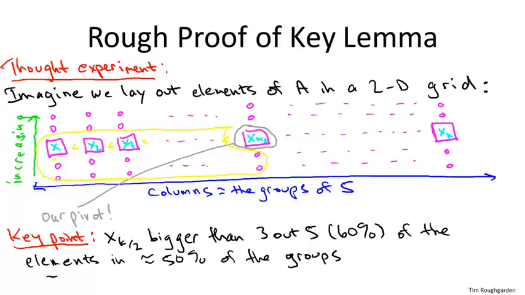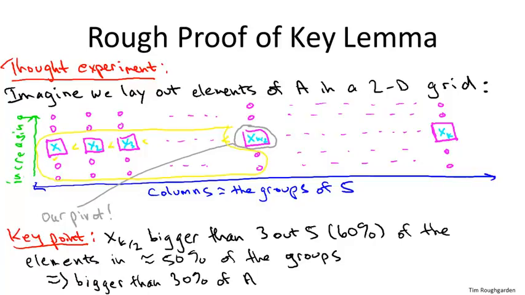And that's a good chunk of the grid, right? For all of these columns, it's basically 3 out of the 5, or 60% of them, that are smaller than the pivot, and half of the columns essentially are in this part of the grid. So if the pivot's bigger than 60% of the stuff in 50% of the groups, that means it's bigger than 30% of the elements overall.